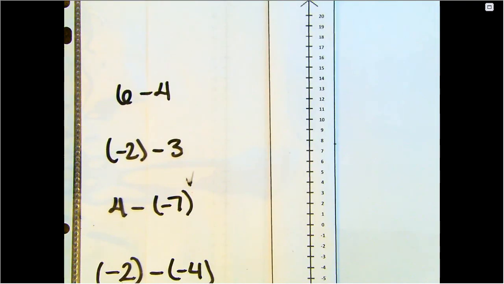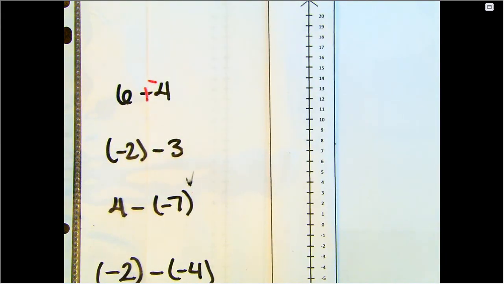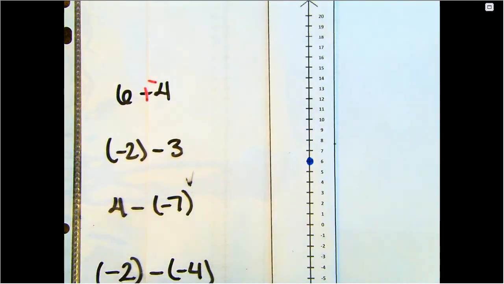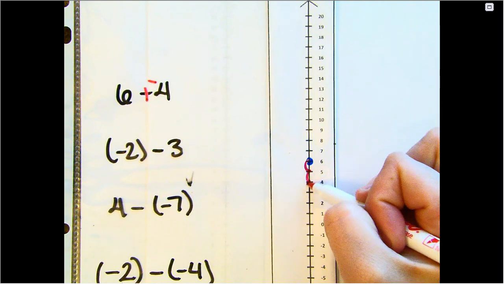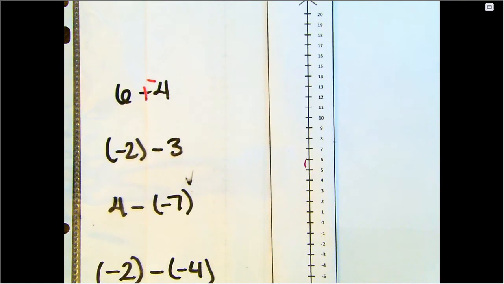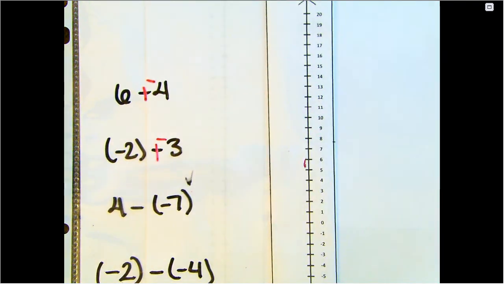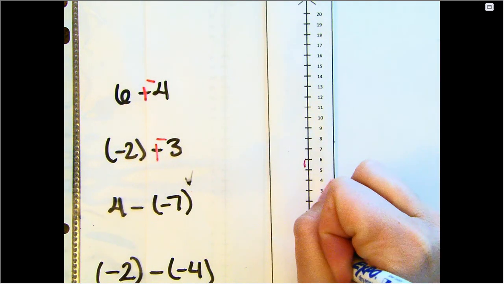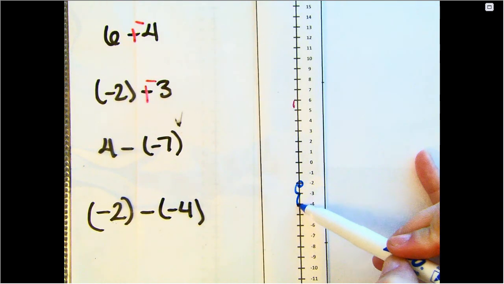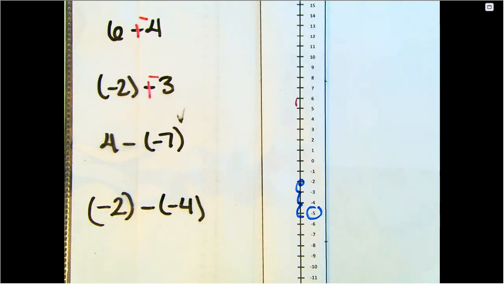If we remember that subtraction is like adding the opposite, like we did in the previous video, I'm going to start at positive 6, and then take 4 away, or add negative 4. So I'm going to go down 4. 1, 2, 3, 4. That puts me at the number 2. The next one is negative 2 plus negative 3 if I add the opposite. So I'm going to start at negative 2, and then add negative 3, so that means I'm going down. 1, 2, 3. That puts me at negative 5.